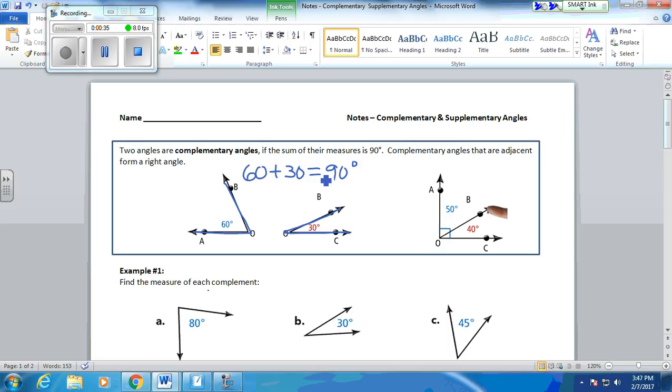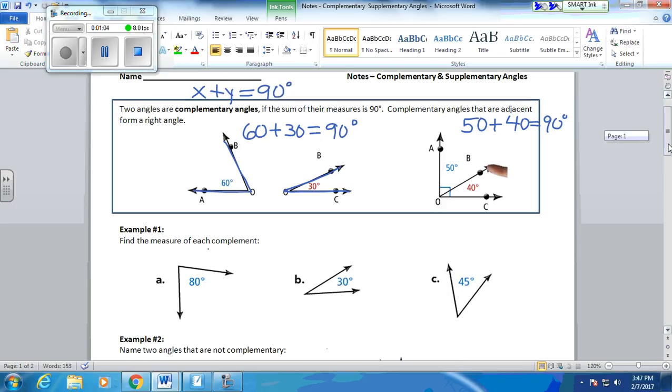Same thing over here, the angle AOB is 50 and angle BOC is 40, and again that equals 90, so they are complementary angles. So complementary angles again is two angles that add up to 90 degrees. So if I said 45, you would all be yelling at your computer right now that the complement is 45 as well.